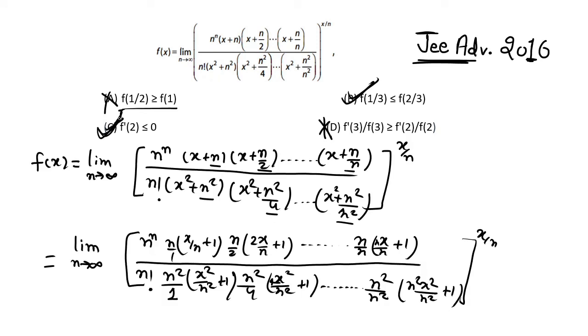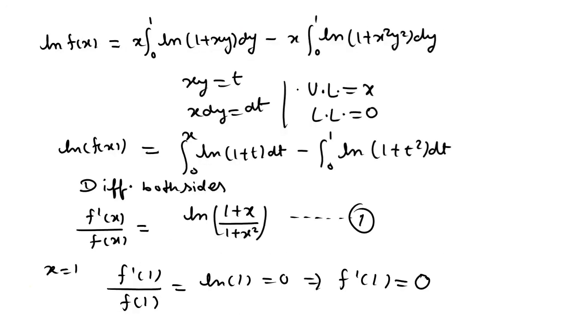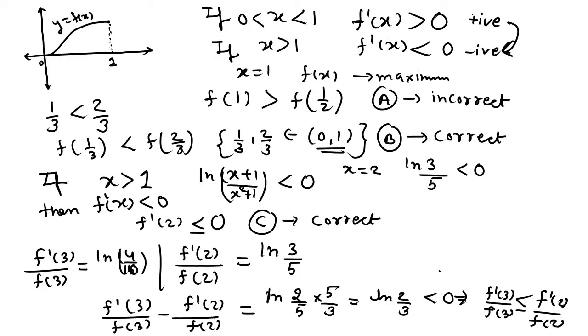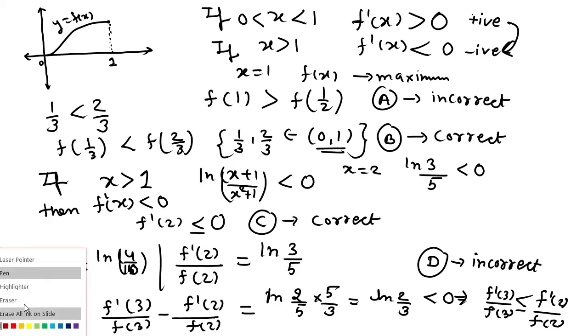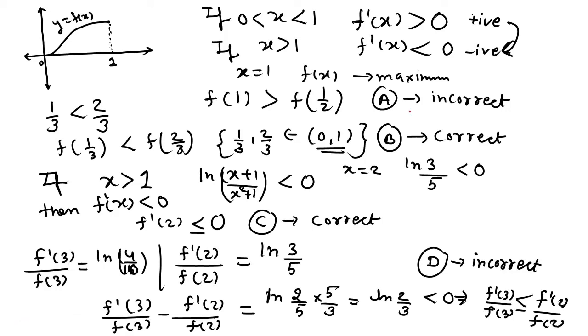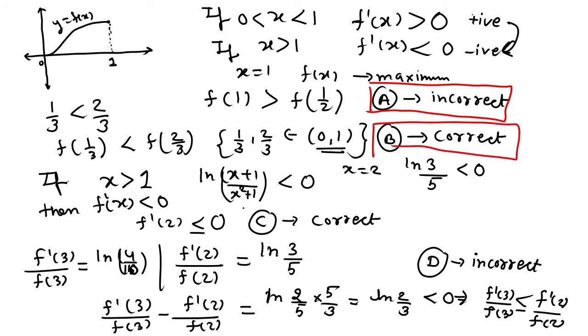So option C and option B are correct, and option D is incorrect. So these were our four results: option A incorrect, option B correct, option C also correct, and option D incorrect.